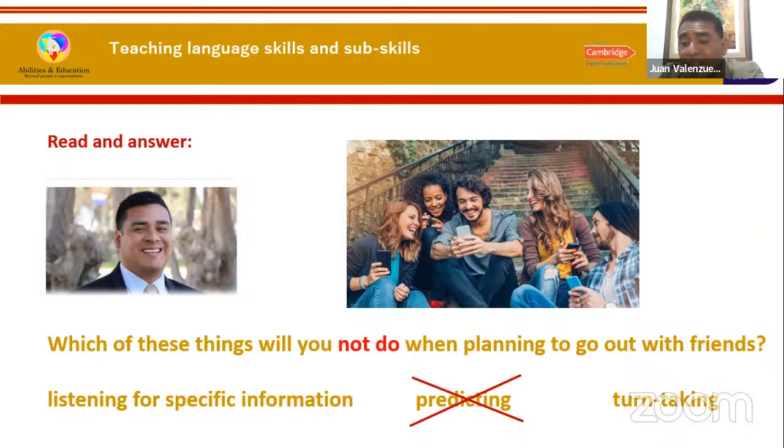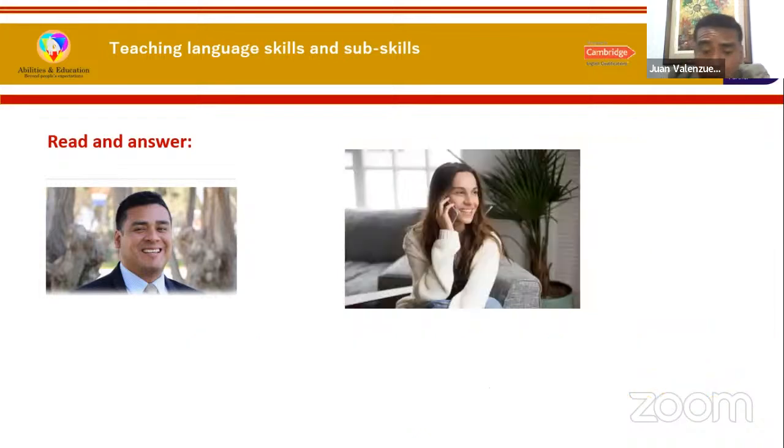Also, you have to take turns. There is turn taking, because first you listen, then you talk, or first you talk, then you listen. But there is no predicting. Predicting is something that is connected not to speaking, but maybe to listening or reading. Okay? So great job again.